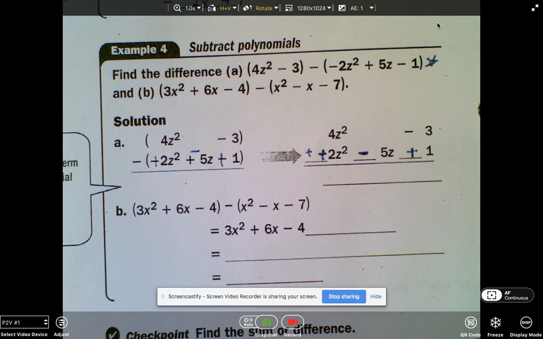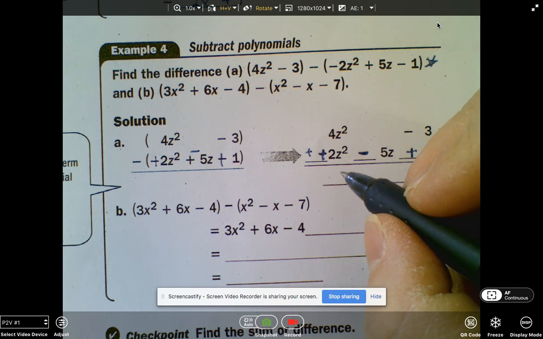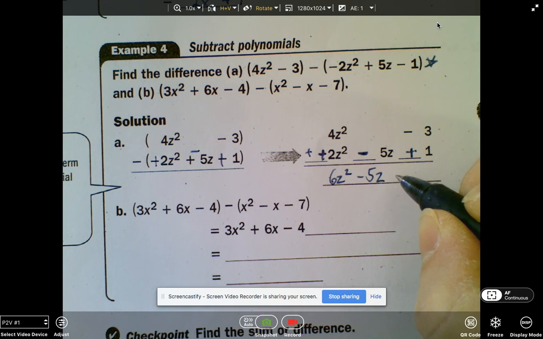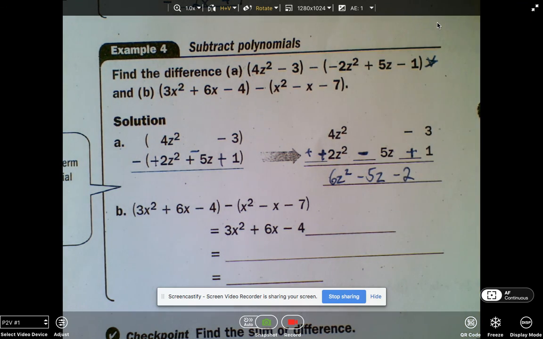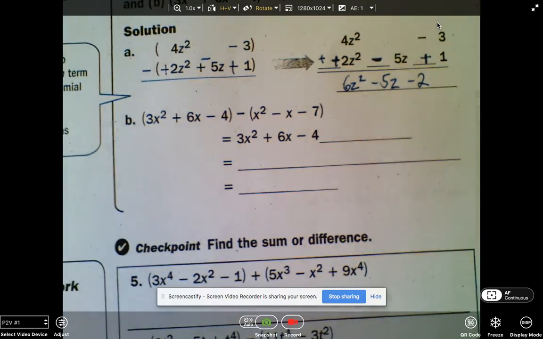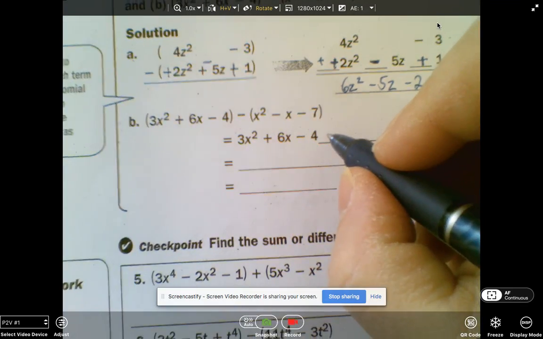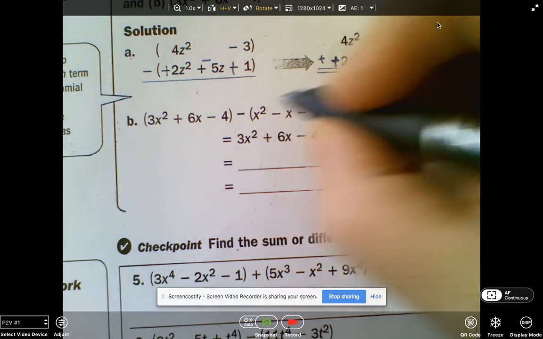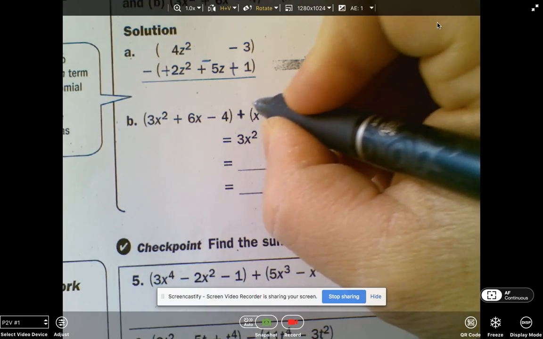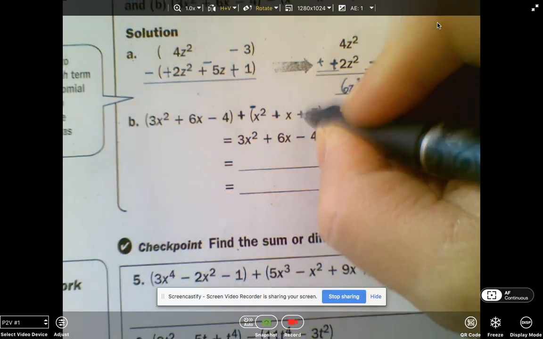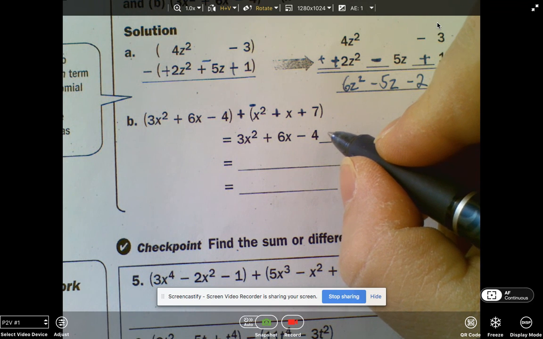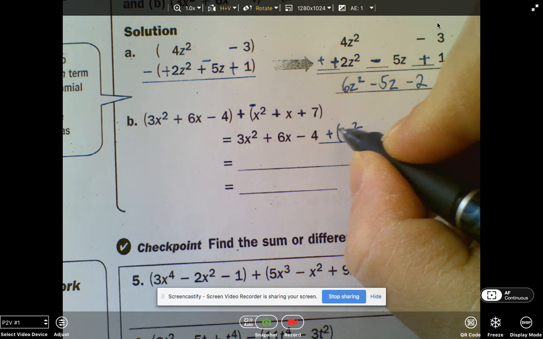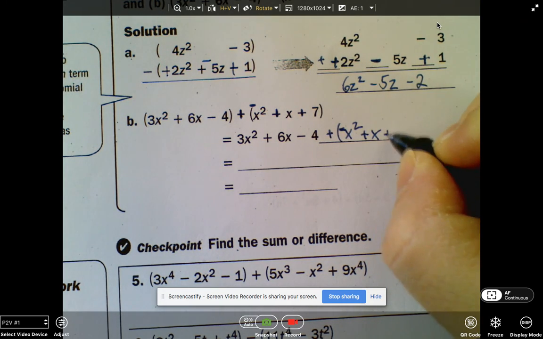So now when I add that all up, I am left with 6z squared minus 5z, and then this would be a minus 2. The next one here, the horizontal method. Again, they want us to change this to all plus a negative, plus a positive here. So I'm going to change this here, here, here, here, and I'll write it here. So it would be plus x squared, negative x squared, sorry, plus x plus 7.